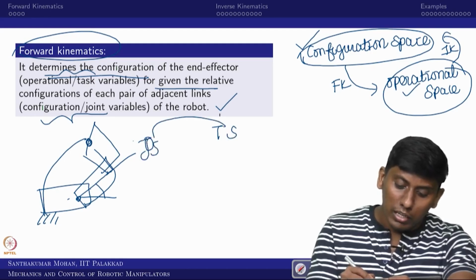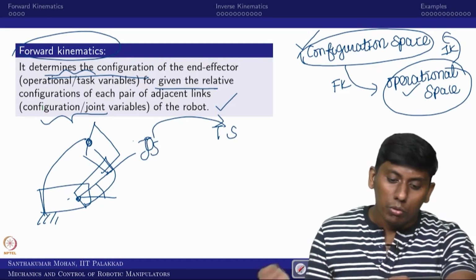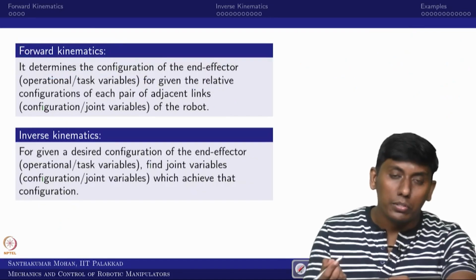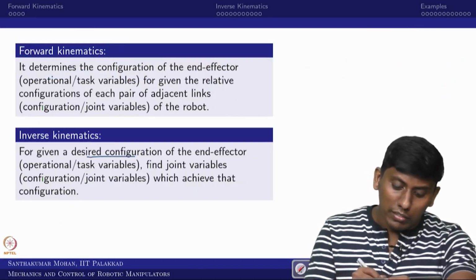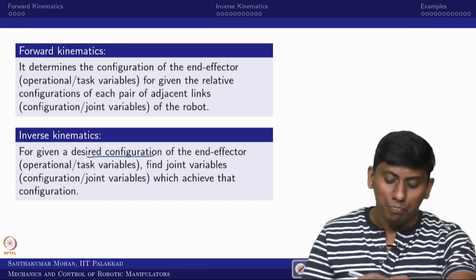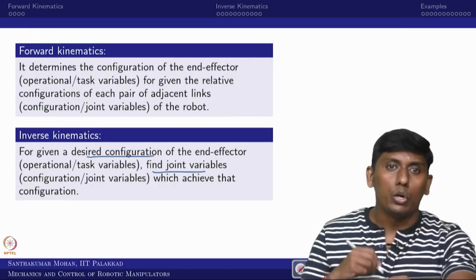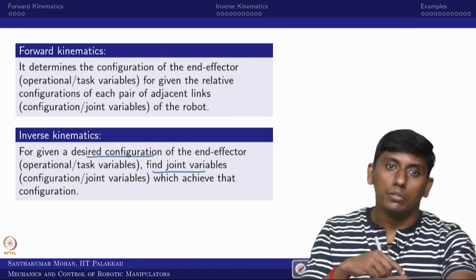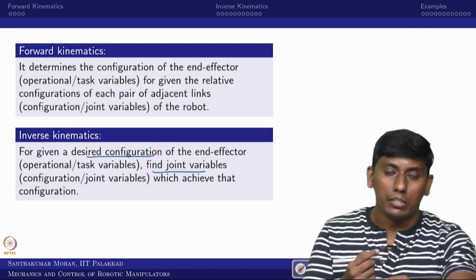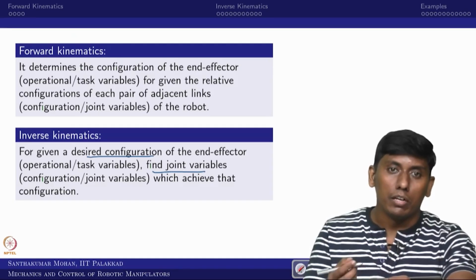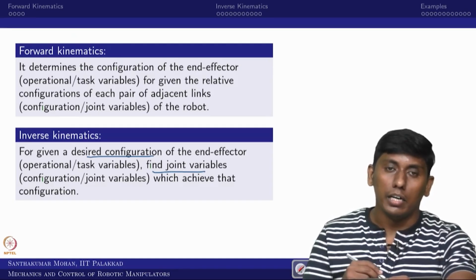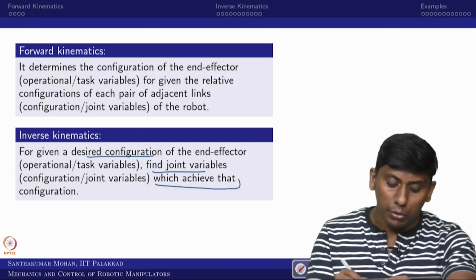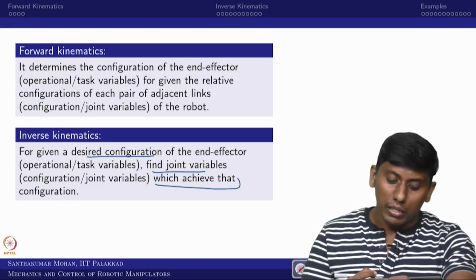We know this and we are trying to find out the rest. So what would inverse kinematics be? It is the opposite. For a given desired configuration of the end effector, we find the joint variables, or the relative information from body to body, in the sense of the relative joint information. That is what we are trying to find out.